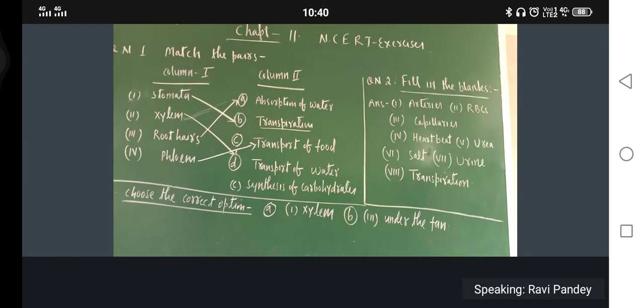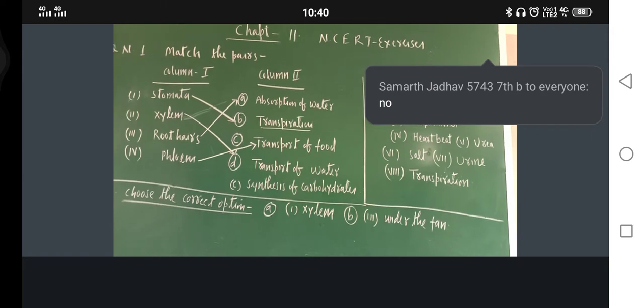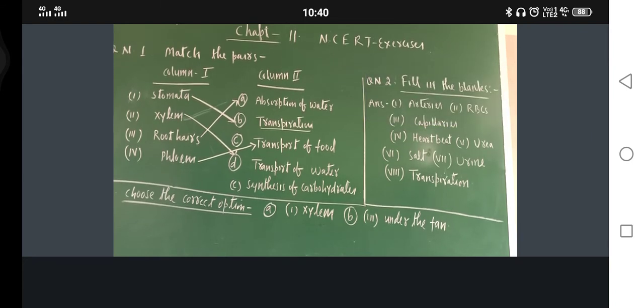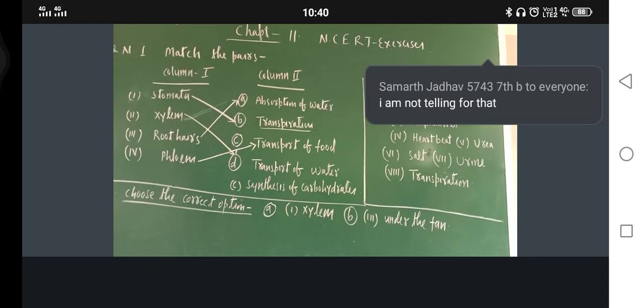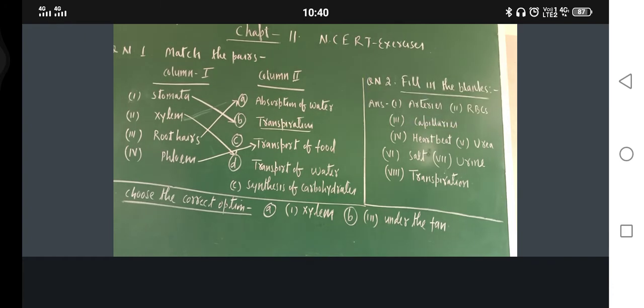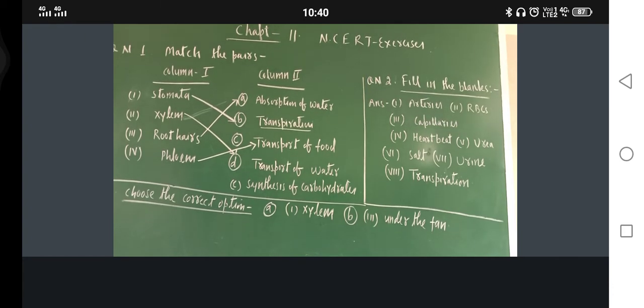Fourth one is: the rhythmic expansion and contraction of the heart is called dash dash. It is called heartbeat. So the fourth one is heartbeat. Next one: the main excretory product in human beings is urea. I wrote urea. Fifth one.